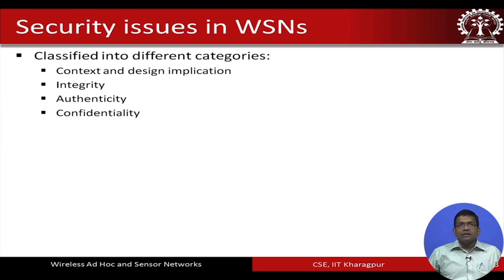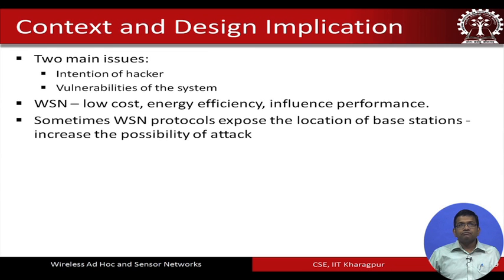Context and design implications are there: integrity, authenticity, and confidentiality in different forms. We have seen them earlier in the first part of this topic on security in sensor networks. One has to consider the intention of the hacker and the vulnerabilities of the system in order to take care of these issues. And just to remind you, we are dealing with a low cost, low energy wireless sensor network with many different types of other constraints as well, and this type of issues become very important.